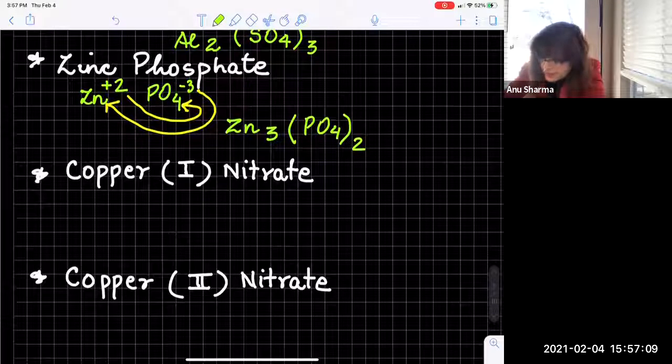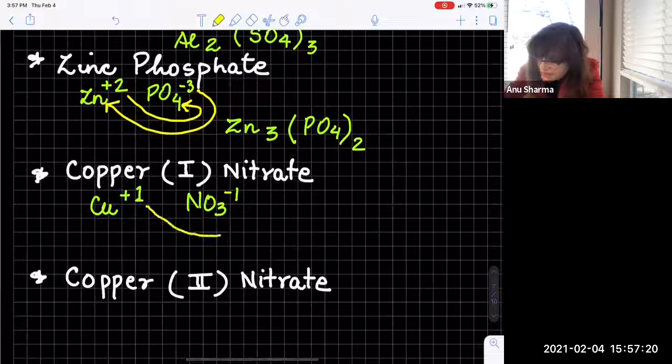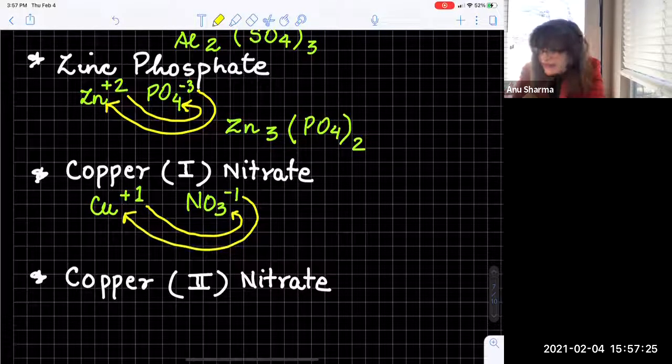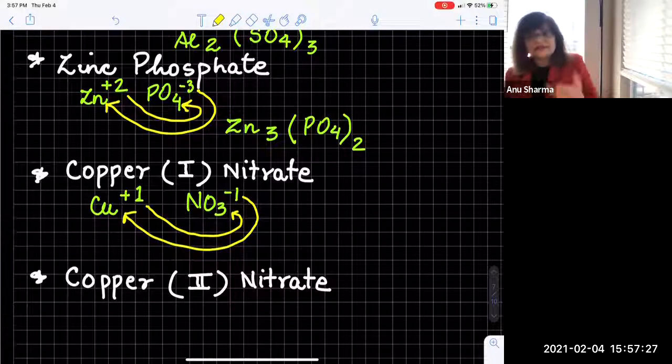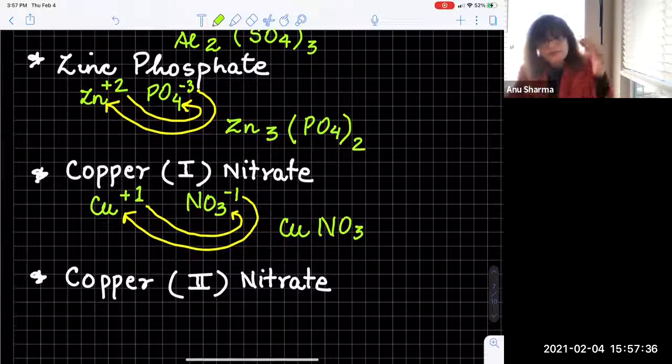Copper 1 nitrate. Now here it's copper 1, which means +1 charge. Nitrate is -1 charge. So now same thing, this 1 comes outside of nitrate. But anytime you're bringing in 1, it doesn't change anything. It remains the same. So here we have copper CuNO3. So anytime you're bringing 1, you don't do anything to the polyatomic ion. I mean, you don't put it in parentheses.